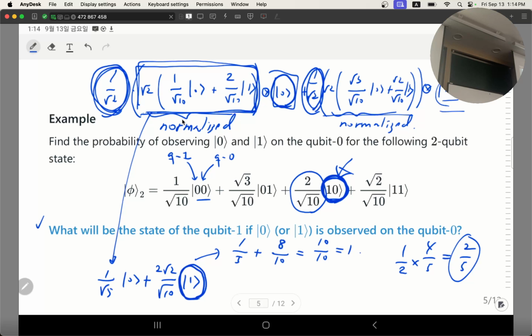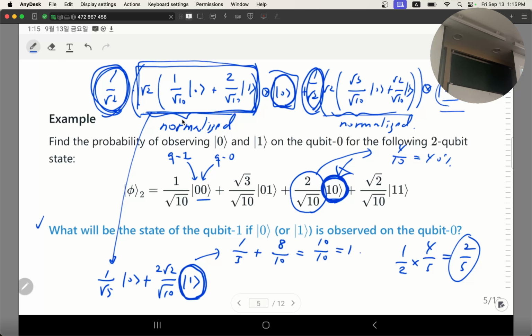40%, because you take the square of this number, it's 4 over 10. So it's 40%. It's the same as if you think that this measurement is done simultaneously on qubit 0 or 1, or you can take the measurement in sequence. First qubit 0, and assuming that qubit 1 is collapsed to a certain state, and then take the measurement on qubit 1. You get the same probability after all, okay?